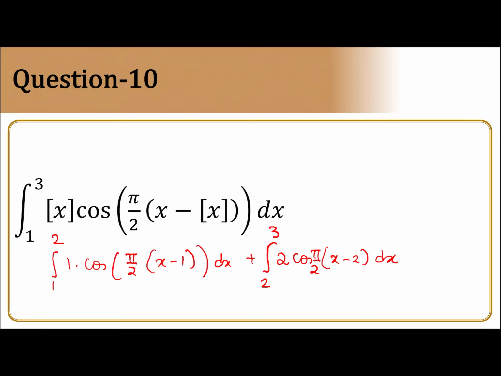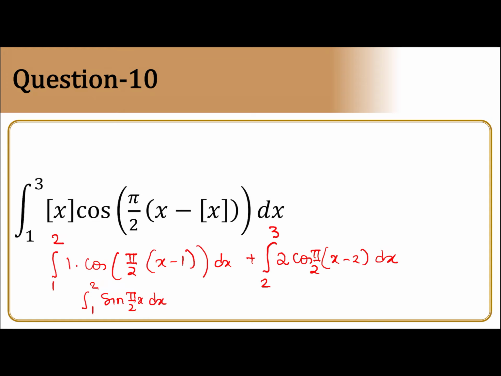So cos(pi/2 x minus pi/2), that is cos(pi/2 minus (pi/2)x). Cos(pi/2 minus theta) is sin theta, and cos(minus theta) is always cos theta only. So for 1 to 2, this becomes sin(pi/2 x) dx.